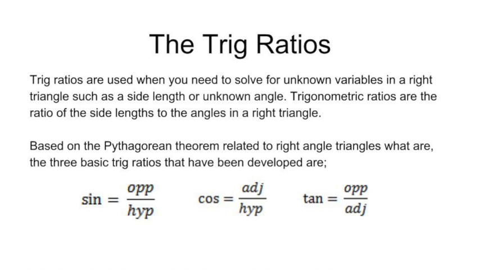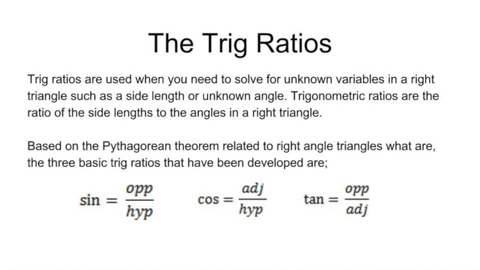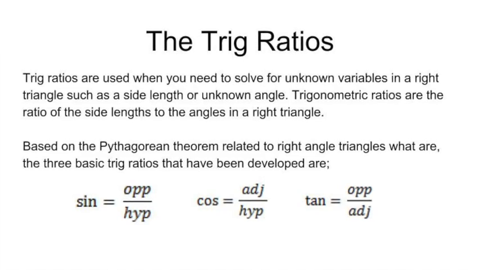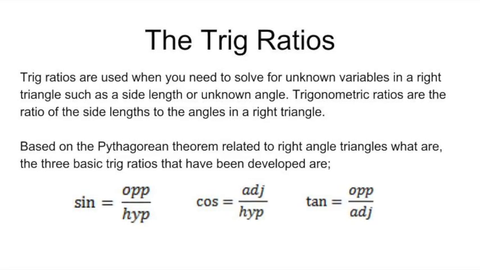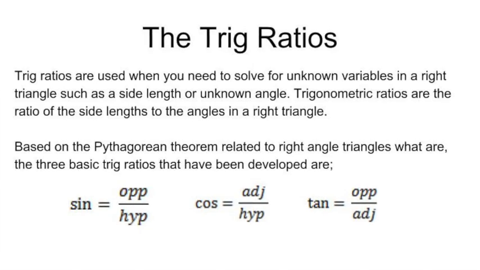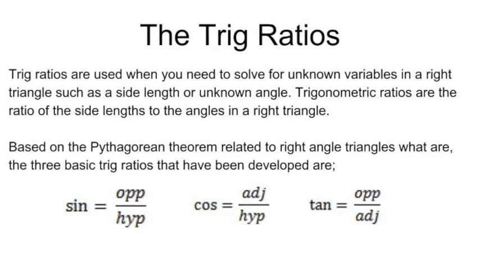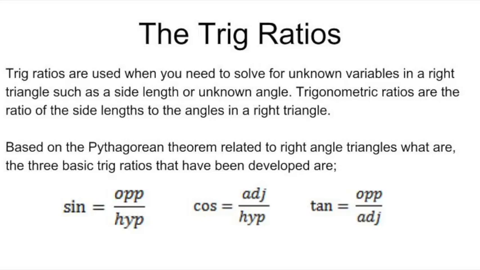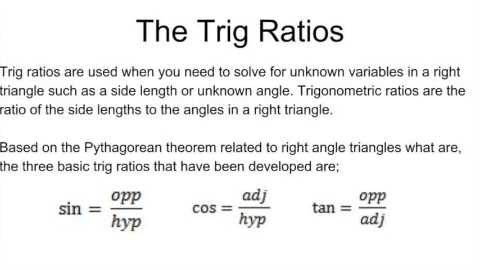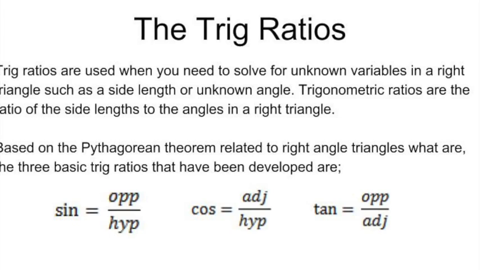Next, we will cover trigonometric ratios. You use trig ratios when you need to solve for unknown variables in a right-angle triangle, such as a side length or unknown angle. Trigonometric ratios are the ratio of the side lengths to the right angle in a triangle. Based on the Pythagorean theorem, the three basic trigonometric ratios are as follows. Sine equals opposite over hypotenuse, cosine equals adjacent over hypotenuse, and tangent equals opposite over adjacent. The next problem we will be looking at requires these ratios to find its solution.